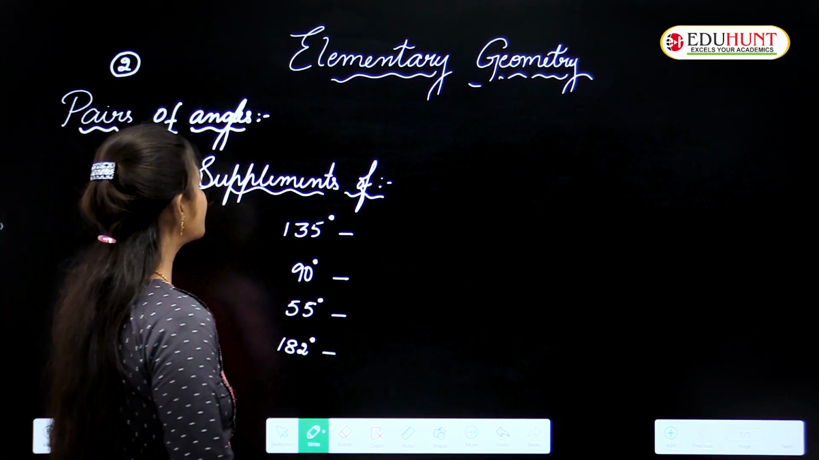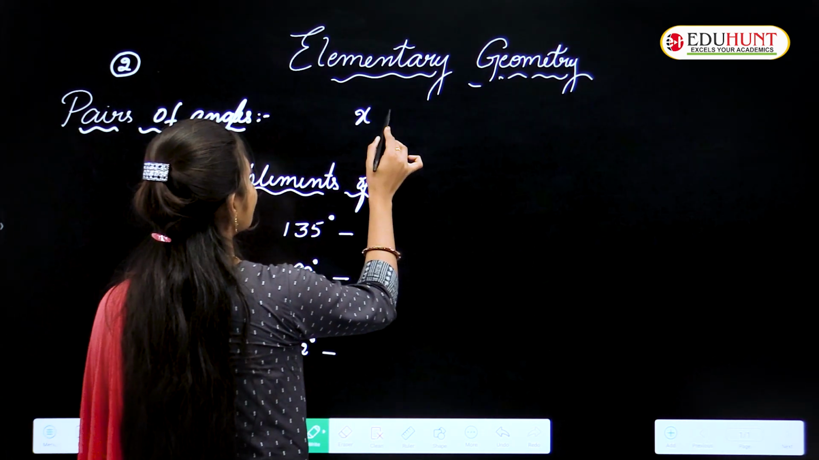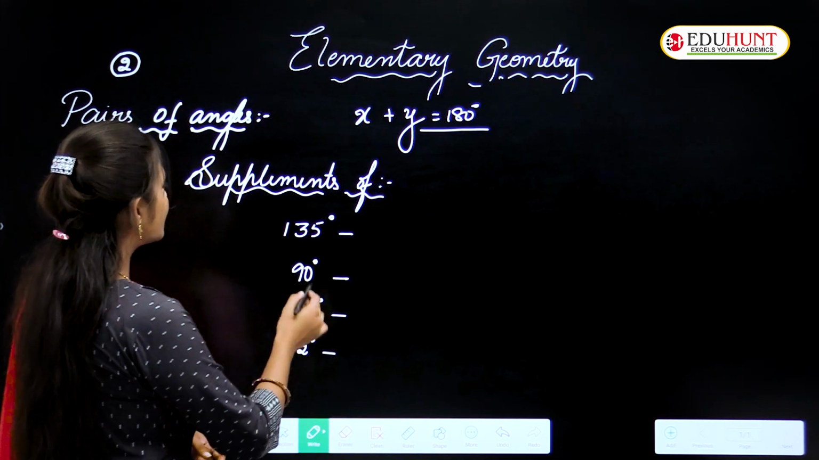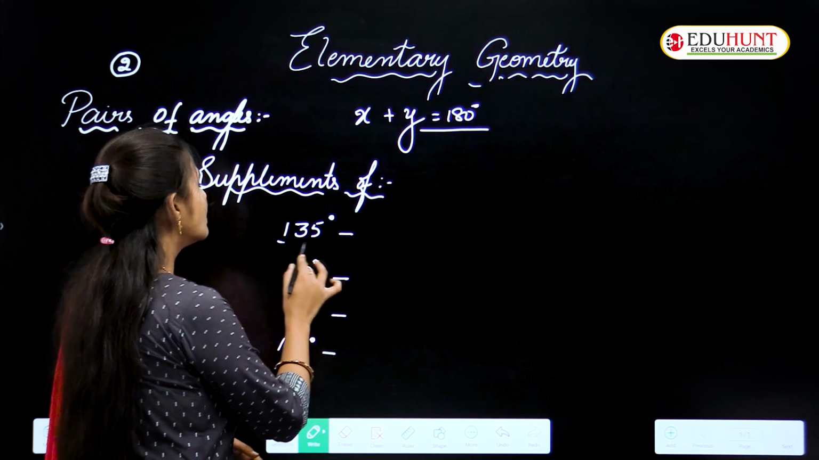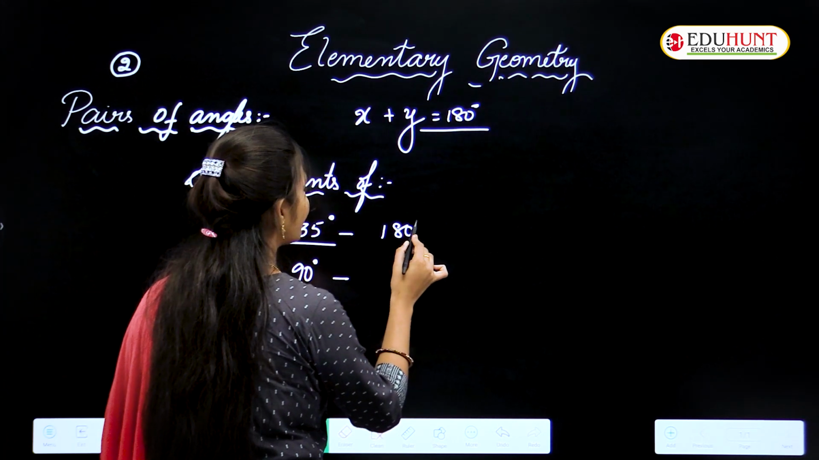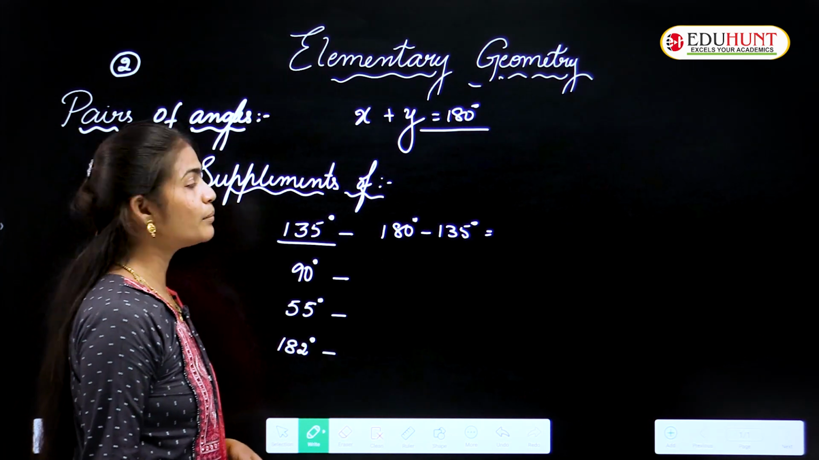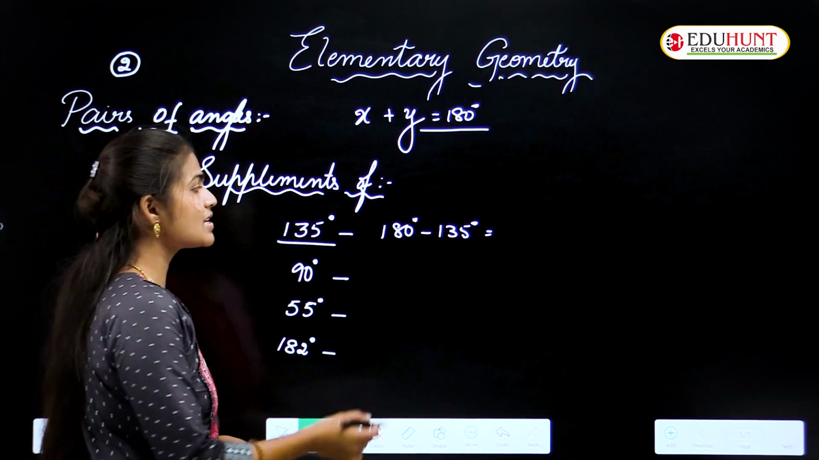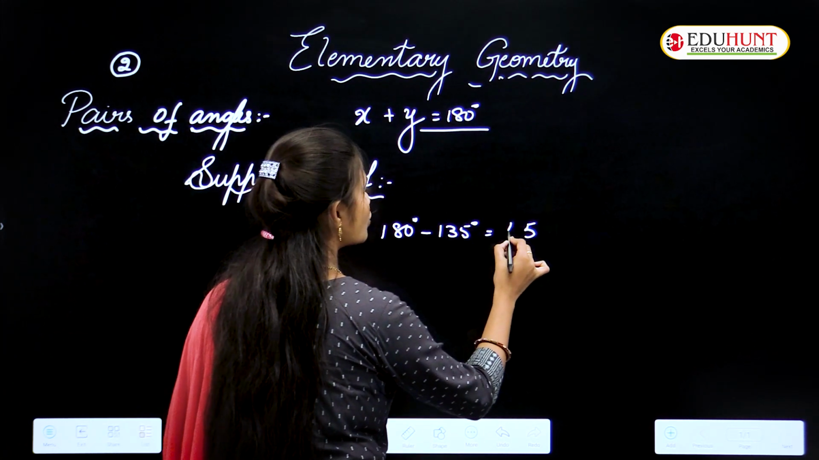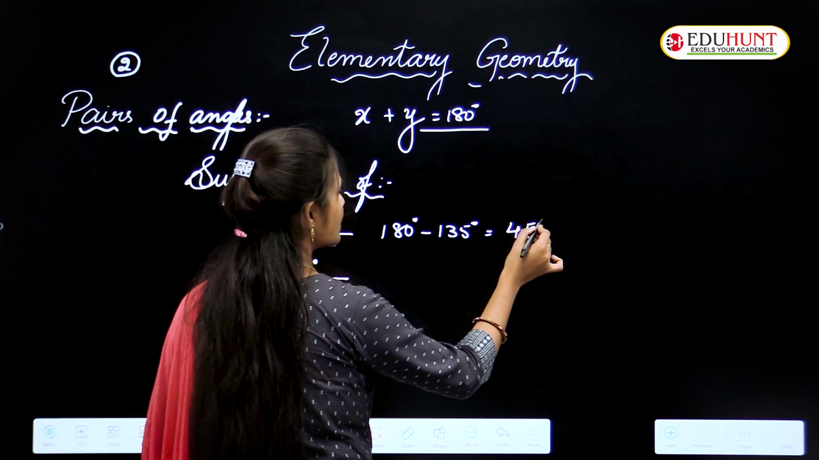Let us see some examples. Here we need to write the supplements of the given angles. We know the condition x plus y is equal to 180 degrees. Using that condition we need to find the supplementary angles. Here 135 degrees is given, so we need to subtract 135 from 180 degrees, just like complementary angles. So 180 minus 135: 10 minus 5 is 5, and 7 minus 3 is 4, so that is 45 degrees.